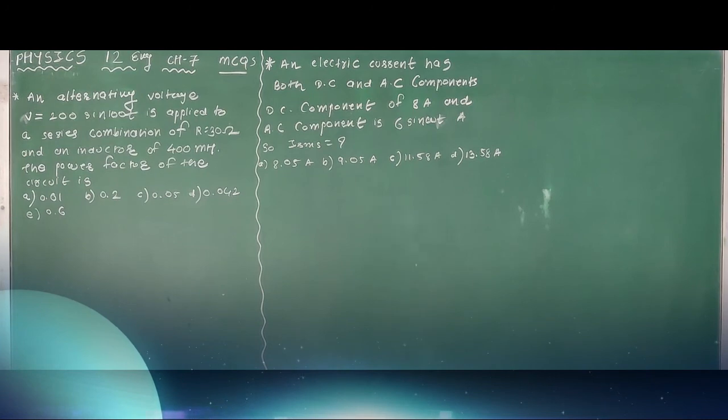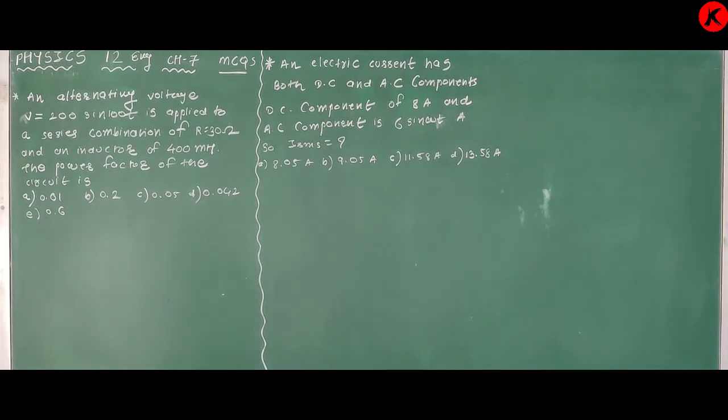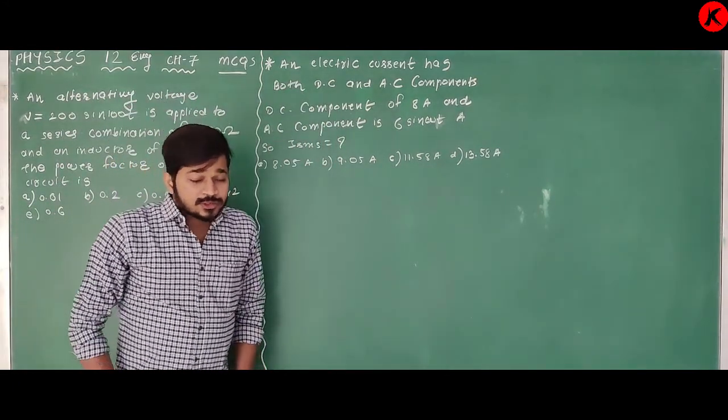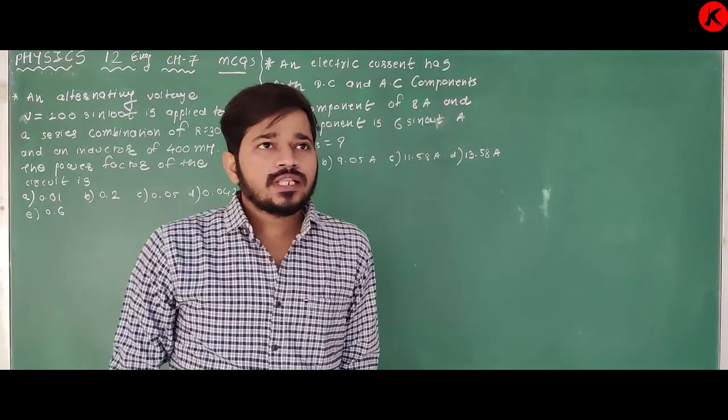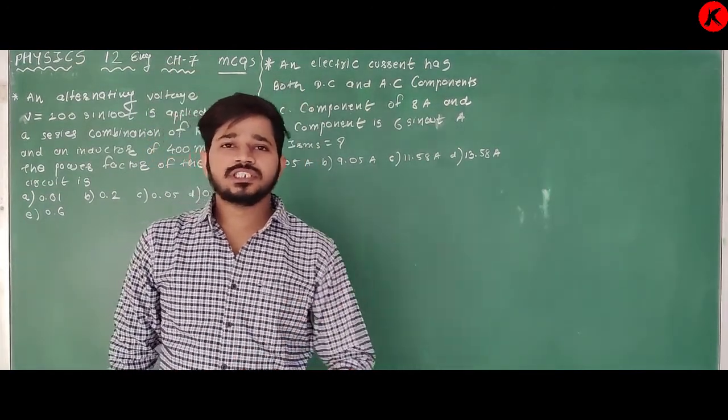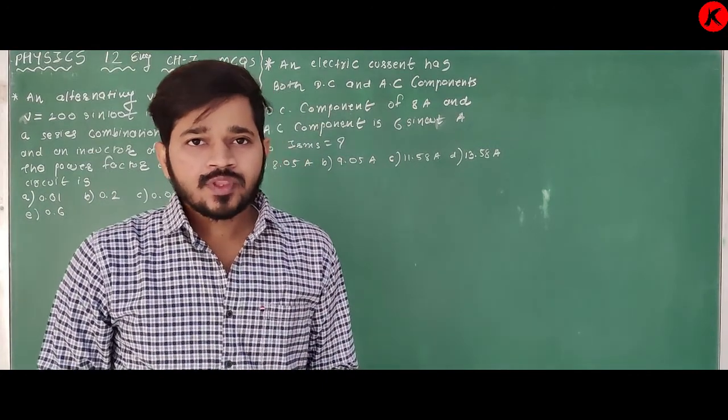12th Physics, chapter number 7, Alternating Current. We will see some MCQs. First of all, how to solve MCQs. You have to understand the question. Okay, what is the question?